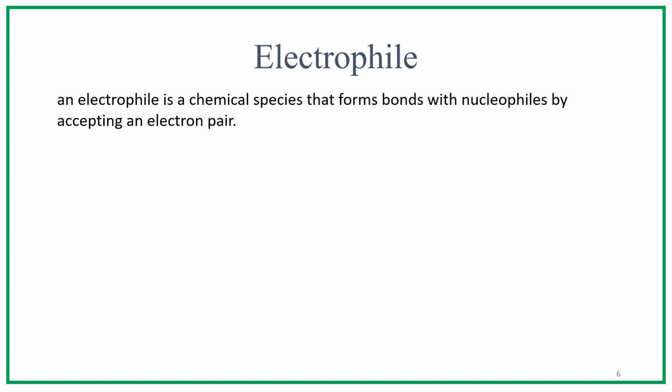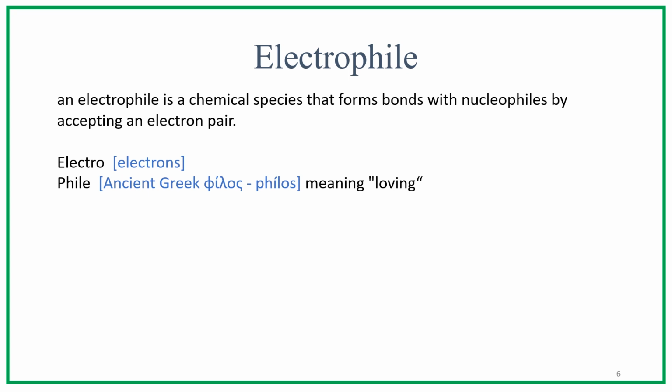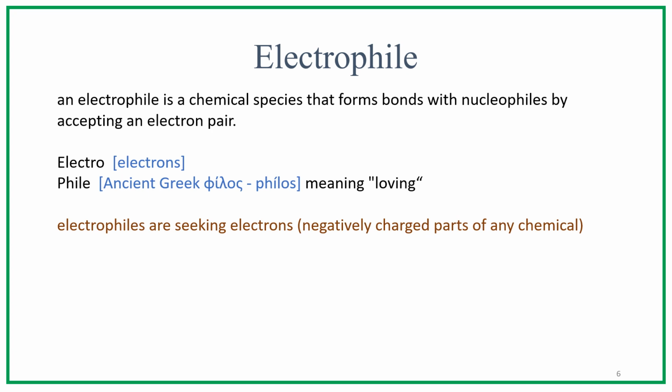Let's study the word electrophile to understand more about electrophiles. Electro means electrons, and phile comes from the Greek word philos, which means loving. So electrophile means loving electrons. Therefore they try to accept electrons. Electrophiles are seeking electrons from elsewhere, so they are more likely to attack some negatively charged part of any chemical.